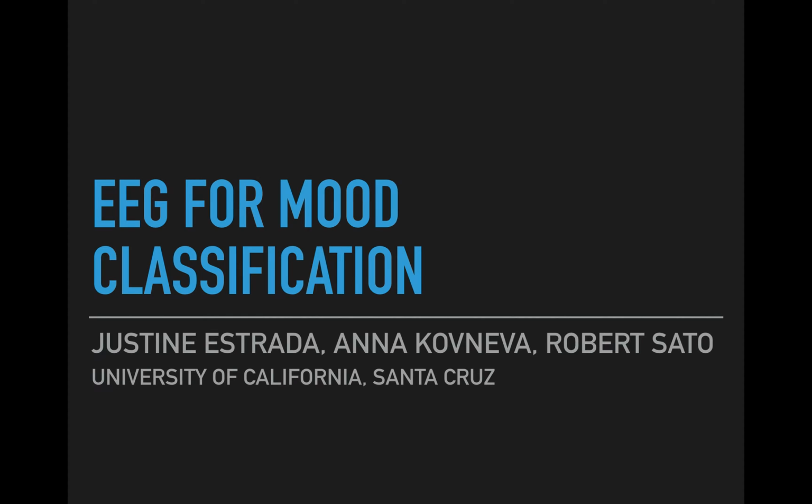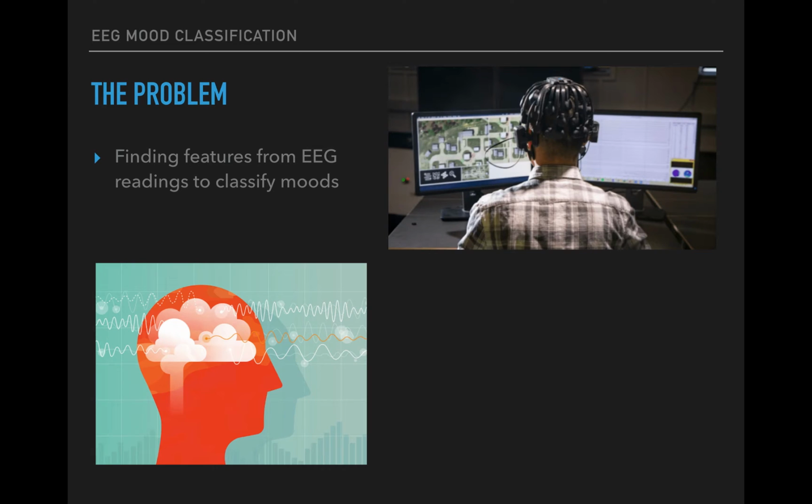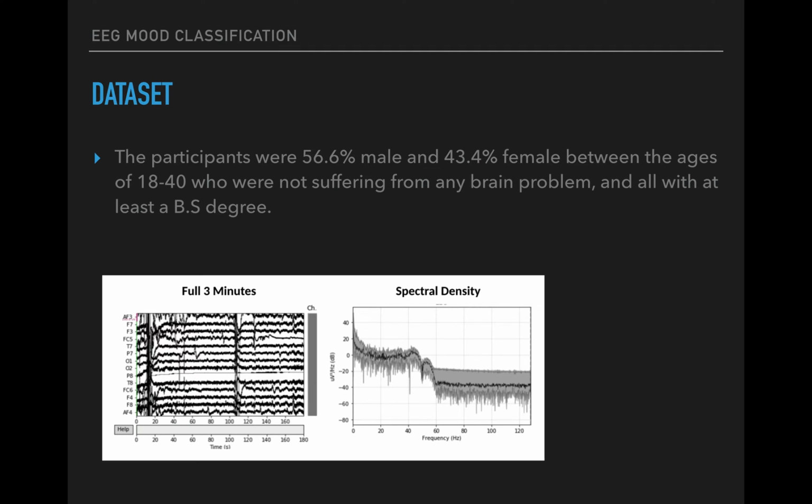Project on EEG for mood classification. Our problem is finding features in EEG data to classify between a relaxed and focused state. Our dataset was the EEG dataset of fusion, relaxation, and concentration moods.